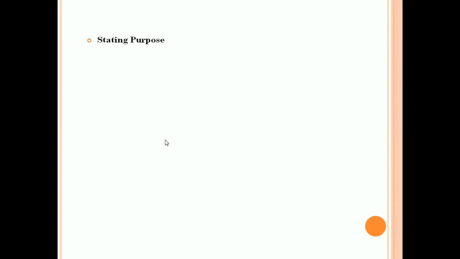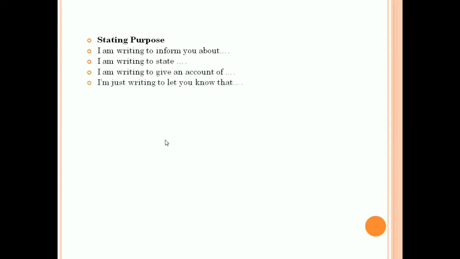The second paragraph is mostly based on the question. If the question is like, write a letter to your mother or your friend to thank them for the help given to you in studies, you can start by writing, I'm writing to inform you about. You can use such statements. I'm writing to state, I'm writing to give an account of, I'm just writing to let you know that I'm so grateful and thankful for the help you have given. These are statements you can use for the second paragraph.